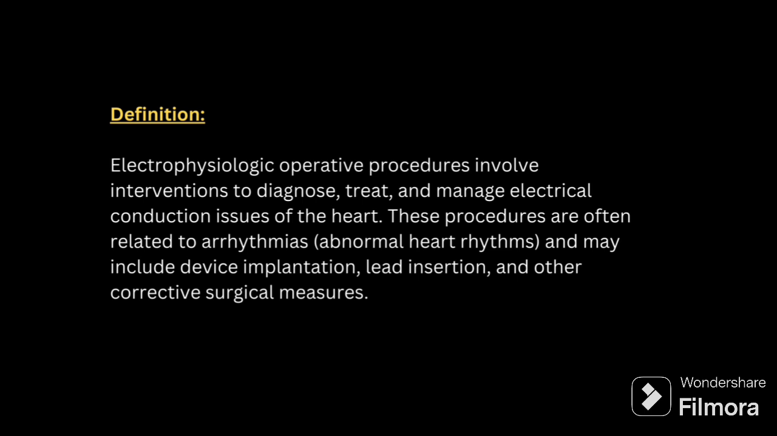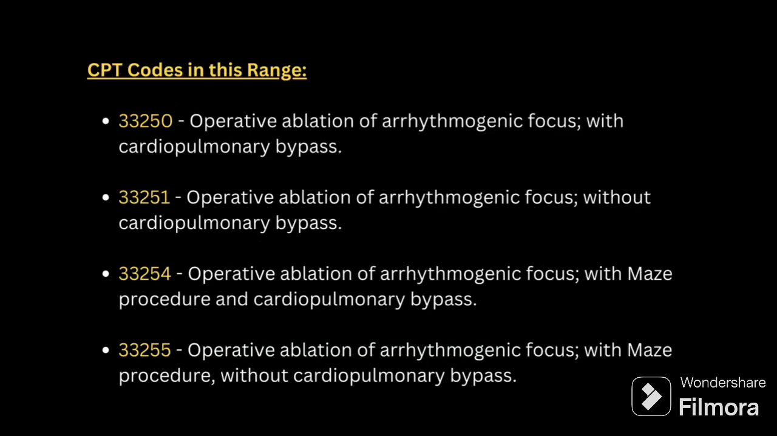So the definition for this is: electrophysiological operative procedure involves intervention to diagnose, treat and manage electrical conduction issues of the heart. These procedures are often related to arrhythmias, abnormal heart rhythm, and may include device implantation, lead insertion and other corrective surgical measures. So the CPT codes for this are 33250, 251, 254, 255.